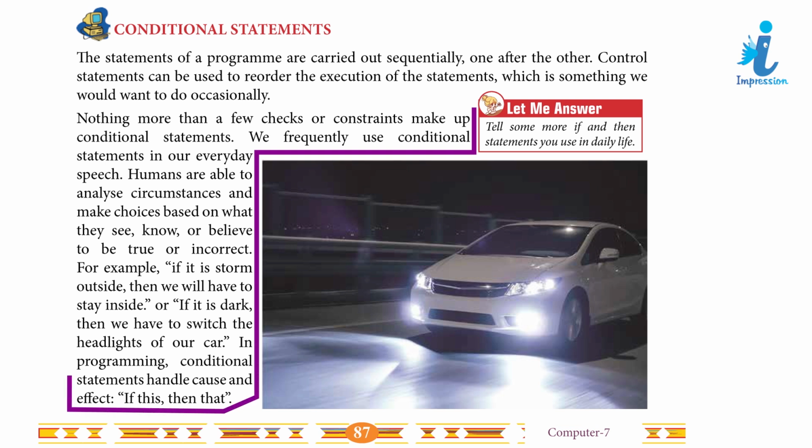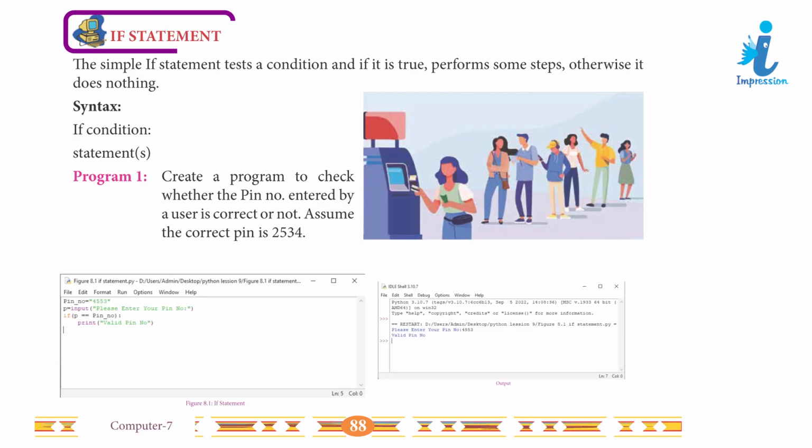Conditional statements are nothing more than a few checks or constraints. We frequently use conditional statements in our everyday speech. Humans are able to analyze circumstances and make choices based on what they see, know or believe to be true or incorrect. For example, if it is storming outside, then we will have to stay inside. Or if it is dark, then we have to switch on the headlights of our car. In programming, conditional statements handle cause and effect. If this, then that.